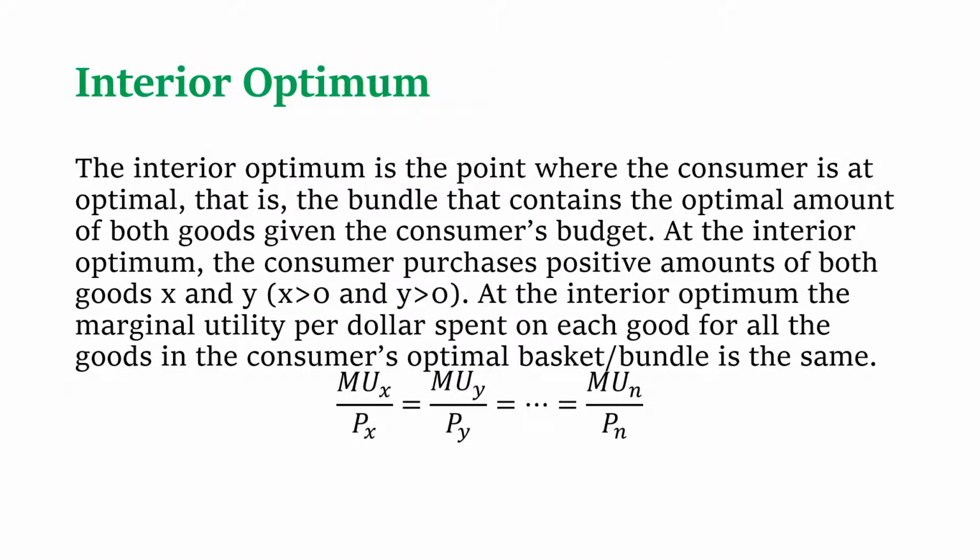Now let's look at this interior optimum here. We said the marginal utility per dollar spent on each good must be the same, and the consumer is at equilibrium. So MUx over Px equals MUy over Py, right?